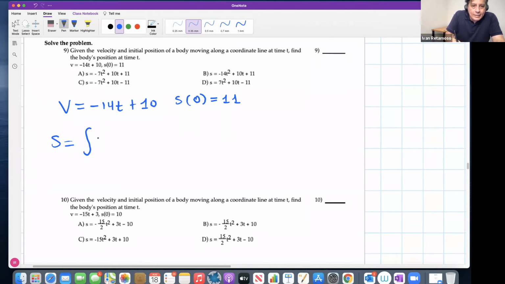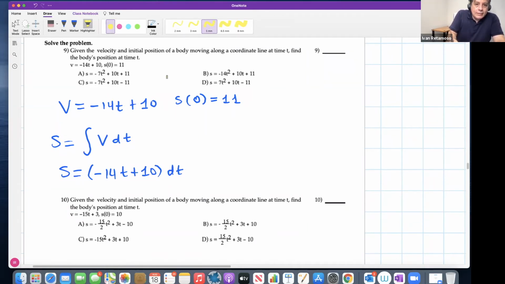S is the antiderivative of the velocity function, right? So start integrating this. Once you take the antiderivative, you will have some constant added to your result. To find that constant, you use this. Can you try this? Also here, distribute the integral. So distribute this.